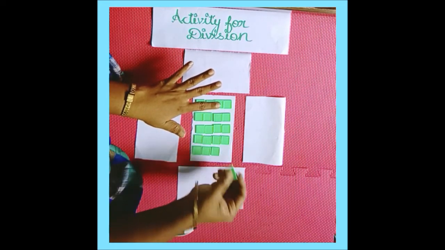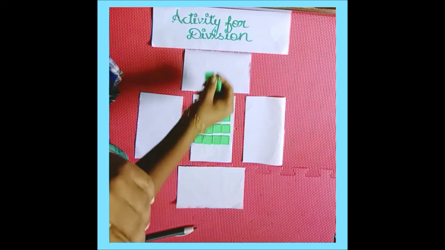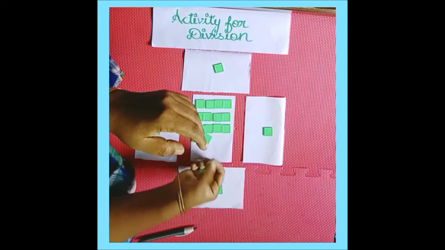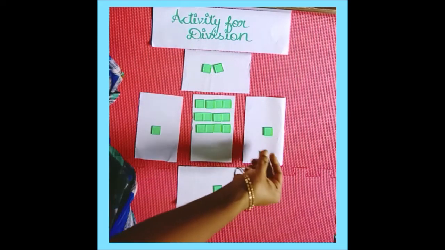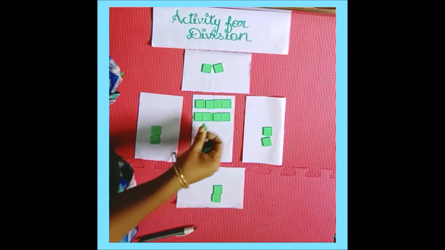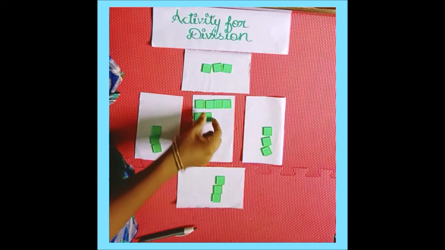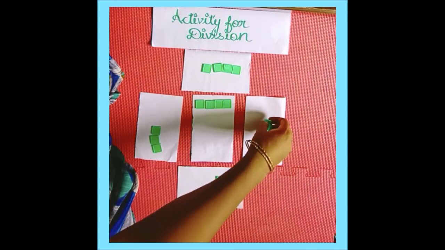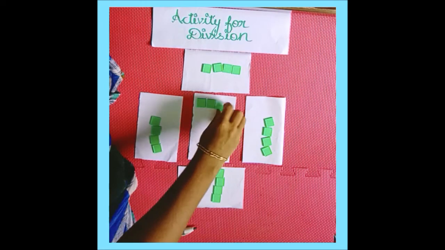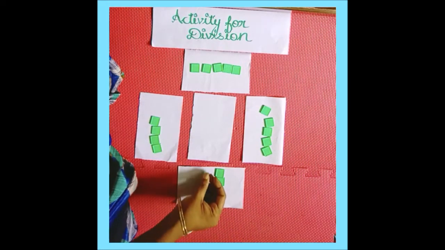For that you have to take how many coins at once? At once you have to take 4 coins. Why are we taking 4 coins at once? Because our divisor is 4. So take 4 coins at once and give 1 coin to each part. Similarly, distribute all the coins by taking 4 at once. Then the number of coins in each part gives you the quotient and the remaining coins give you the remainder.